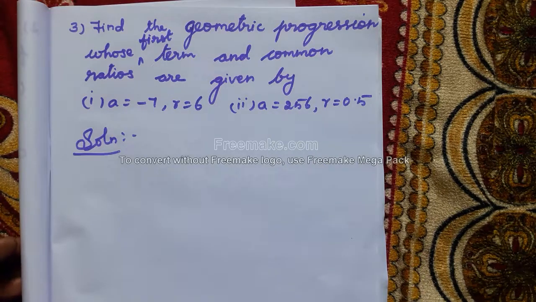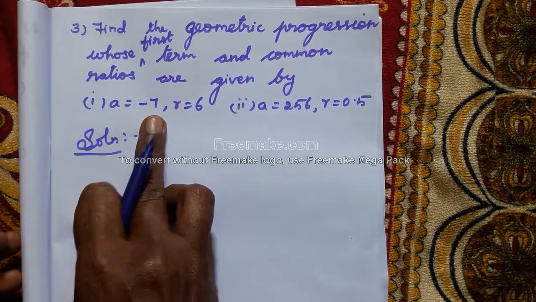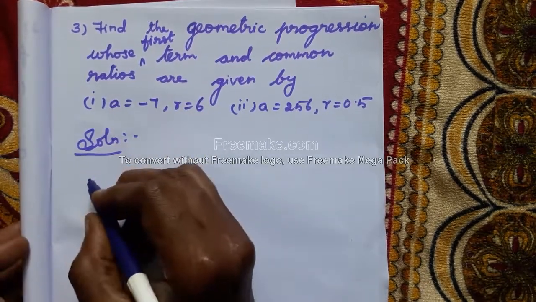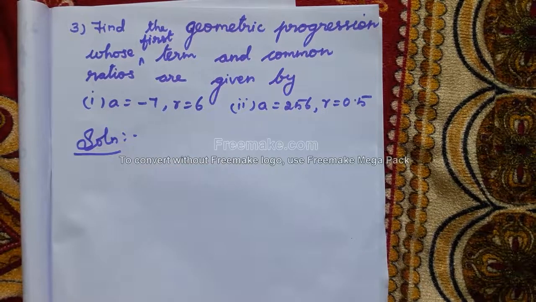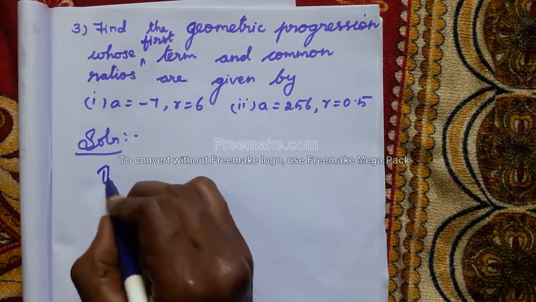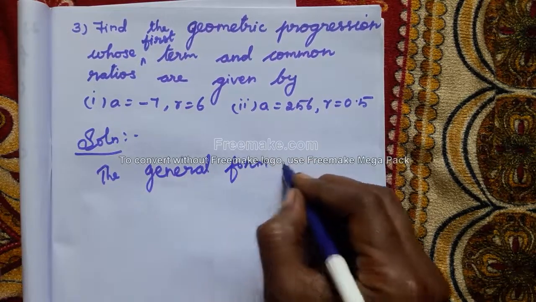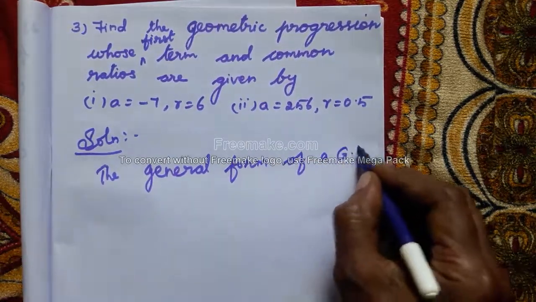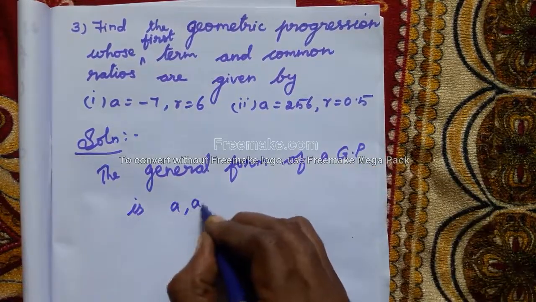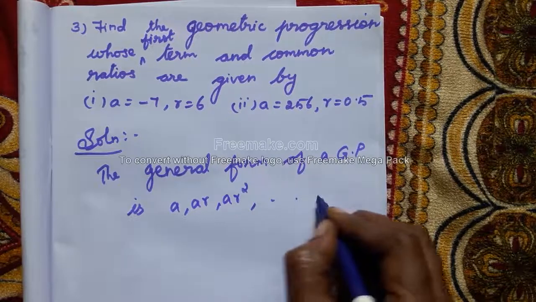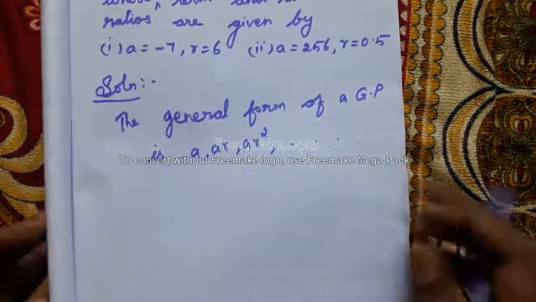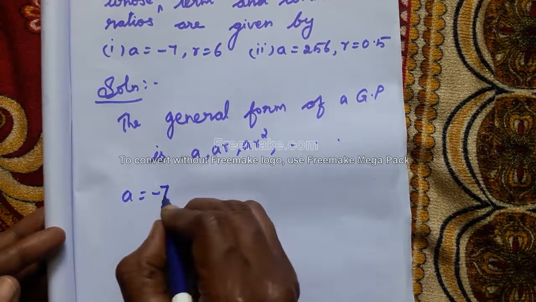Then the third question. Find the geometric progression whose first term and common ratio are given by A is equal to minus 7, R is equal to 6. What's the general form of a GP? The general form of a GP is A, AR, AR square, etc. Is it correct? Okay. First we have to find out A. What is A? A is equal to minus 7.